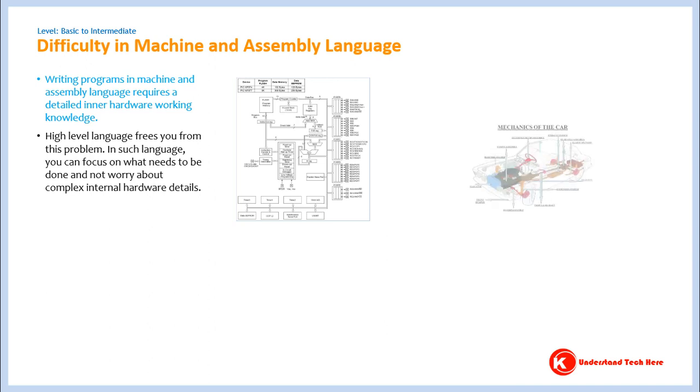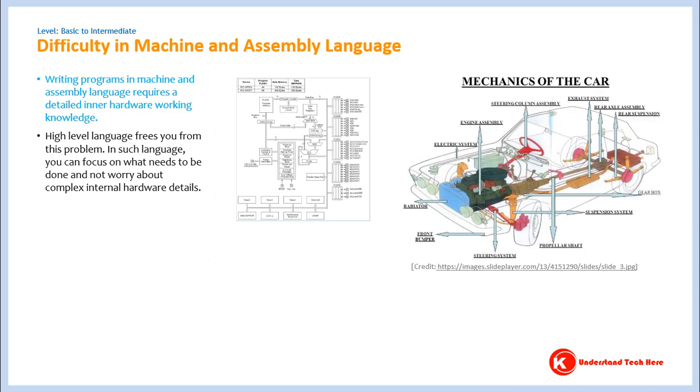Think about driving a car. To drive a car, knowing about steering, brake, etc. is not enough. Instead, you need to understand all its complex inner workings. You might say, complex inner working details are for car mechanics. Why for me? Well, if you want to write programs in machine and assembly language, you have to be like a car mechanic. You need to understand complex inner hardware working details.